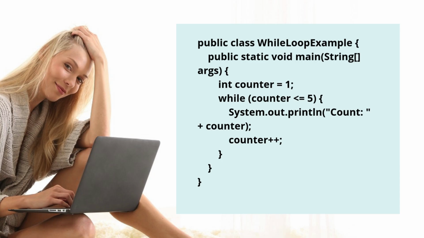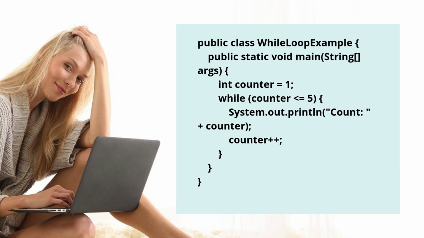Common mistakes and how to avoid them. While loops are straightforward but not immune to pitfalls. One common mistake is forgetting to update the condition. For example, if you forget to increment the counter in our previous code, the loop will keep running forever. To avoid infinite loops, double check your loop's exit condition to ensure it will eventually be false. Use debugging tools or logs to track how variables change inside the loop.